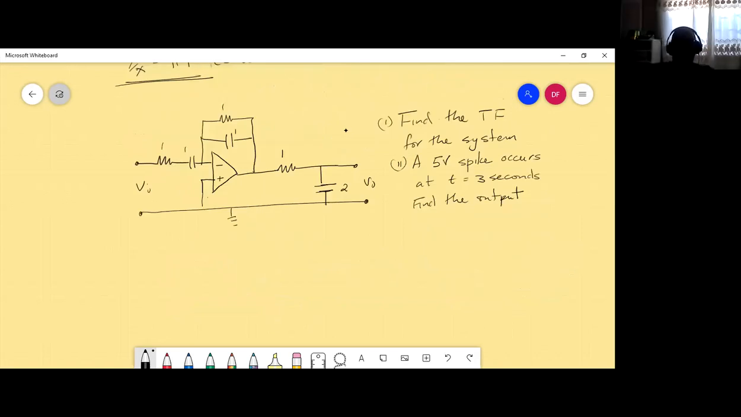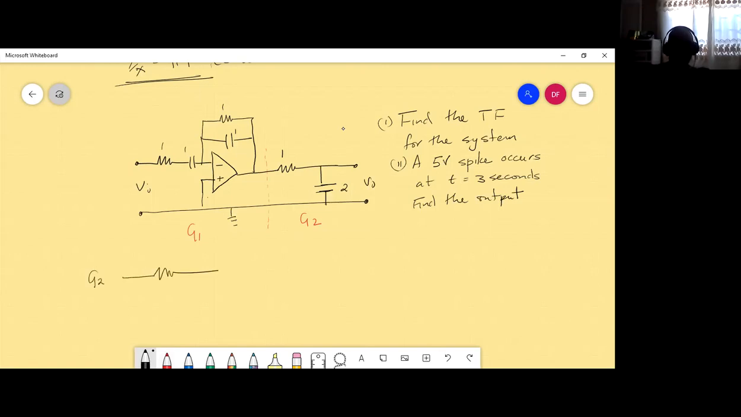So we want to analyze the circuit and find the transfer function. We can simplify our work using what we have just said here. We can divide the circuit into G1 and G2, two separate circuits, and find a transfer function for each of them. So let me do the easier one first, G2.